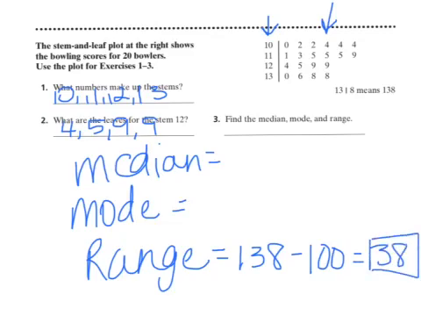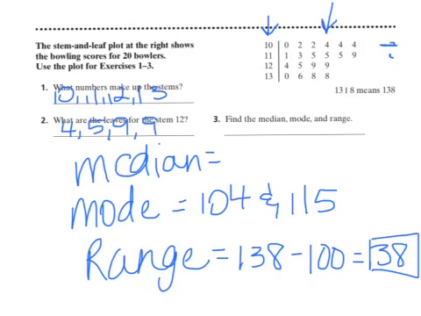The mode is the number that occurs most often. So we're going to just really look at the leaves. So in this first row, I see there are 3 4s. Here there are 3 5s. And those are the only 3. So we are actually going to have 2 modes. My mode here is going to be 104 and 115.